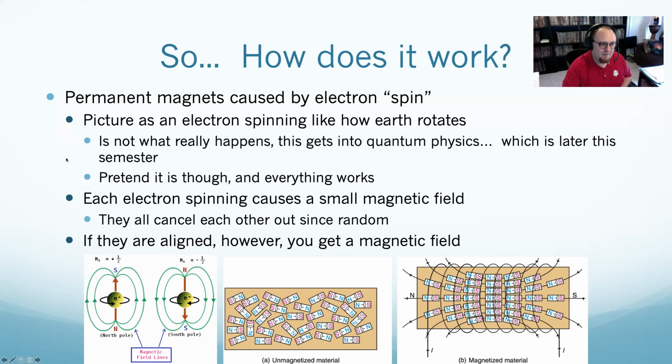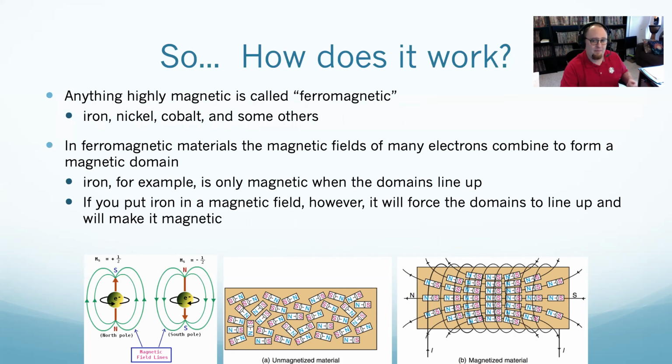But anything that is highly magnetic, what it means is that the electrons' spins can line up. Certain metals like iron, nickel, and cobalt, we call ferromagnetic. Ferromagnetic materials have what are called magnetic domains, but basically it's a fun way of saying the electron spins line up. If the electron spins line up, you say the magnetic domains line up, and you get a magnetic object.